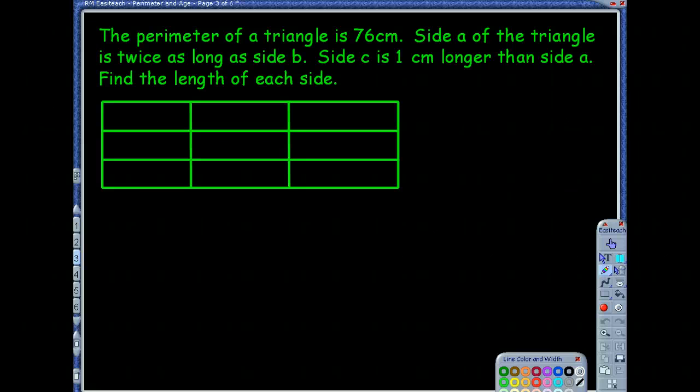Okay, next question is a triangle. The perimeter of a triangle is 76. Now when you see that they give you the total perimeter of something is 76, that's going to be our equation that we're going to need. Then they tell us something about side A of the triangle is twice as long as side B. Side C is 1 centimeter longer than side A. Find the length of each side. Okay, so they've referred to these as side A, B, and C.